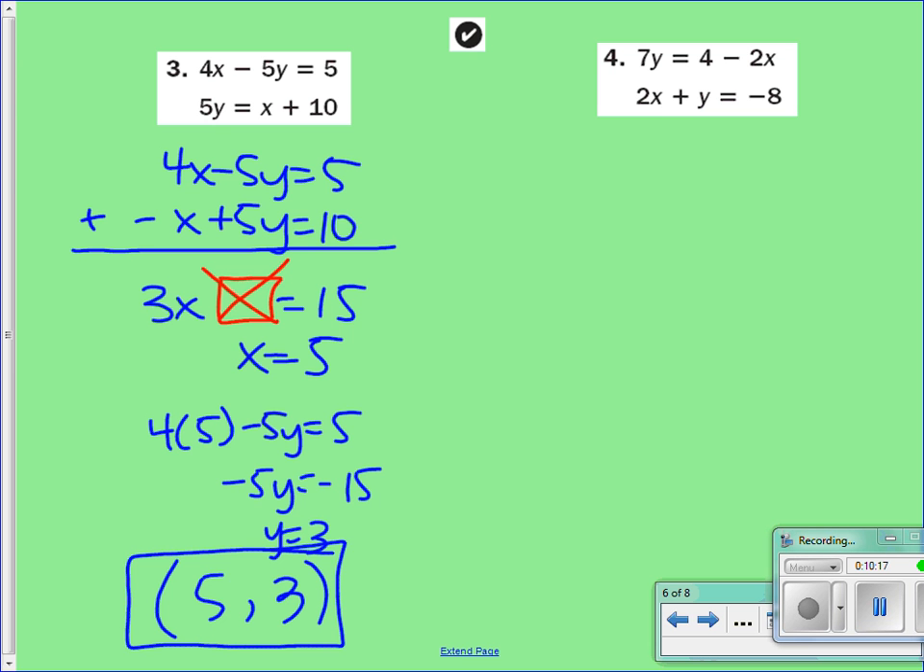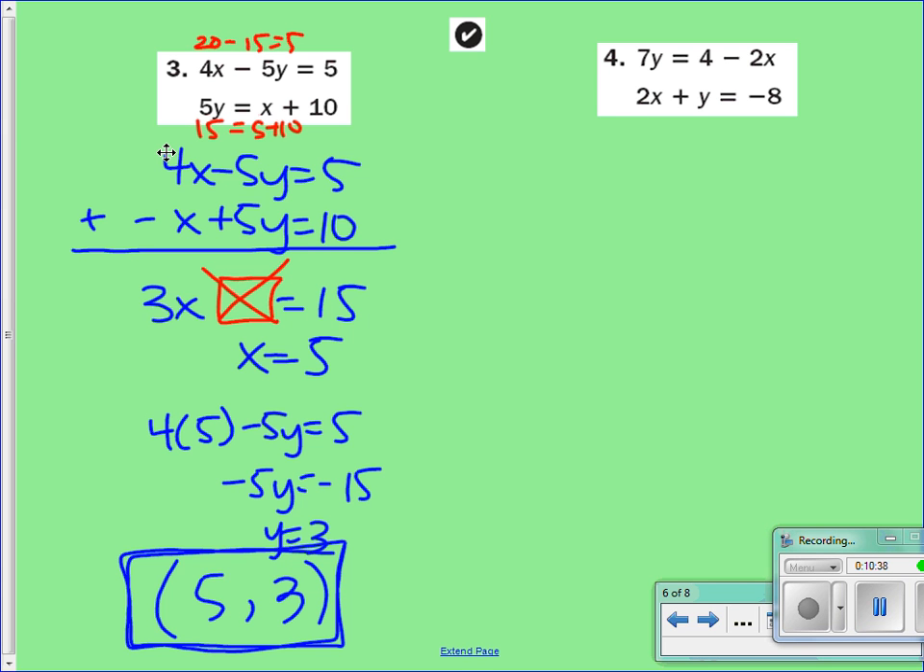And let's check to make sure that works. I know, a box this time. And 4 times 5 would be 20, minus 5 times 3 is 15, and that does equal 5. And 5 times 3 is 15, and that equals, my x is 5, 5 plus 10. And that works in that equation too.